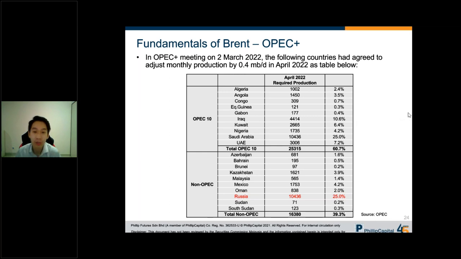This OPEC meets in the early first week of the month to discuss how much production they want for that particular month. So whenever OPEC meets that week, if you are holding a midterm to long-term position, you have to be particularly careful.